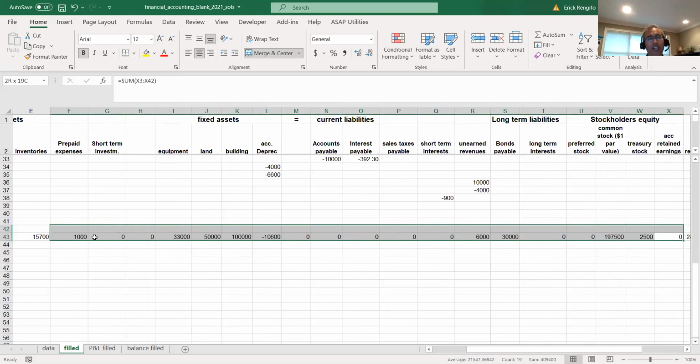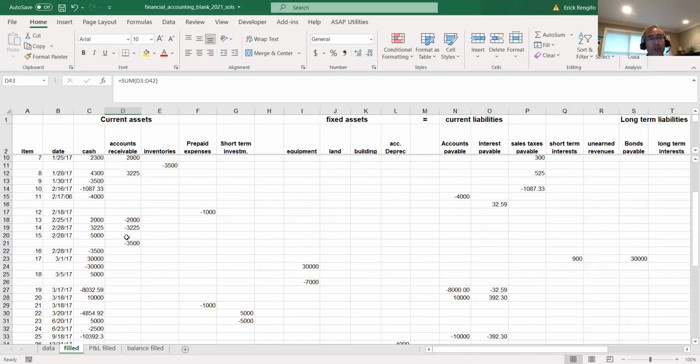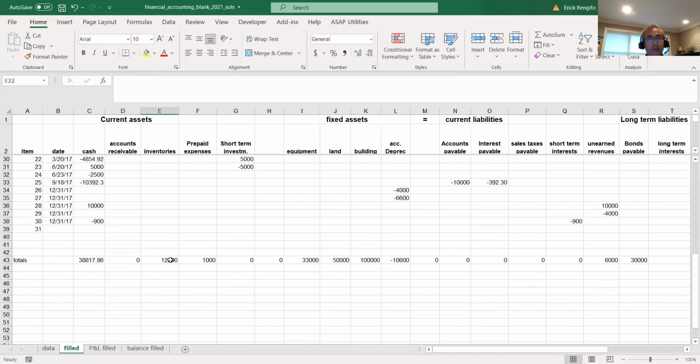So how much do you have in cash? 38,000. How much do you have in accounts receivable? Oh, why do you have 3,000 negative here? So we have a negative value here that is something wrong. This is not accounts receivable. This is inventories. Yeah, this looks correct now. So I have 0 in accounts receivable. I have inventories 12,000, prepaid expenses 1,000, etc.